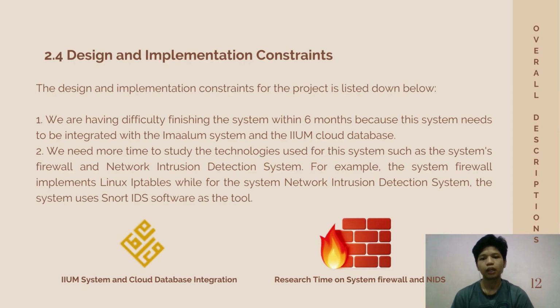In 2.4, which is the design and implementation constraint, there will be design and implementation constraints for our project. So far, we found that there are two key constraints that we need to be reminded of, which are the constraint of developing the system within 6 months, because this system will be integrated with the iMaluum system and the IIUM cloud database. So with this constraint, we have to implement this project as quickly as possible.